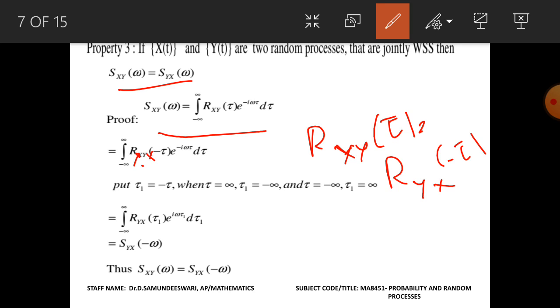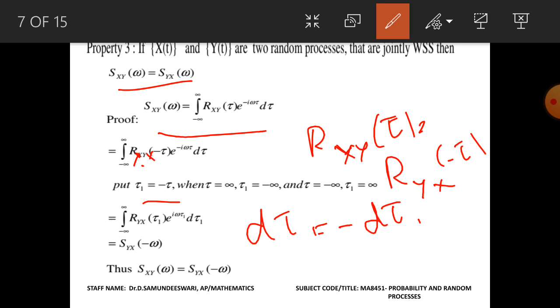In that I am going to replace the variable. How can I replace it? By making use of the substitution method. I am going to put tau 1 equal to minus tau. When tau 1 equals minus tau, in the place of tau I am going to replace directly tau 1. Okay, right? Next, d tau equals minus d tau 1. Okay, right? And also change the limits. If tau equals infinity, then automatically tau 1 equals minus infinity, and when tau equals minus infinity, tau 1 is plus infinity.